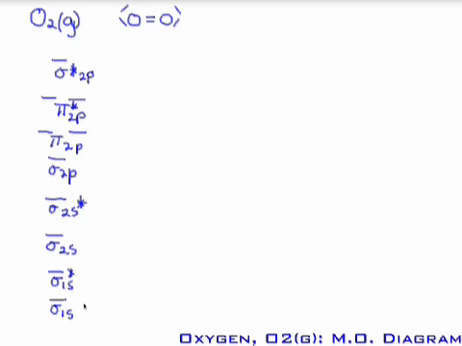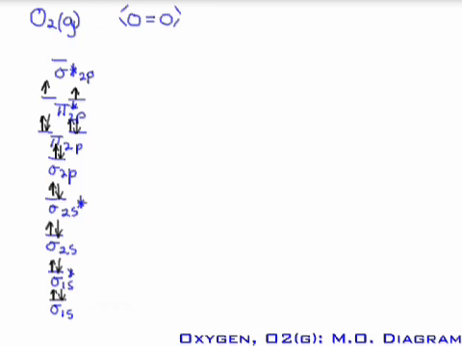Oxygen has 6 valence electrons, but molecular orbital theory uses all the electrons. So we don't use 6 electrons, you use all 8 electrons of the oxygen atom. 2 oxygens, therefore, will have 16 electrons. We follow the Pauli exclusion principle, the Aufbau principle, and Hund's rule in filling orbitals. We have 1, 2, 3, 4, 5, 6, 7, 8, 9, 10, 11, 12, 13, 14, 15, 16.